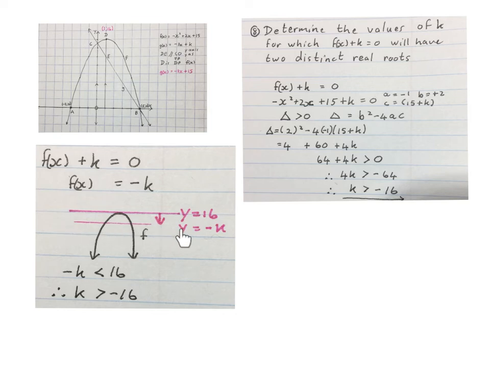So this line, y equals minus k, must be smaller than 16. So minus k is smaller than 16. Divide by a minus on both sides. So k is bigger than minus 16. The same answer we got here. If you don't understand this, stick to this.